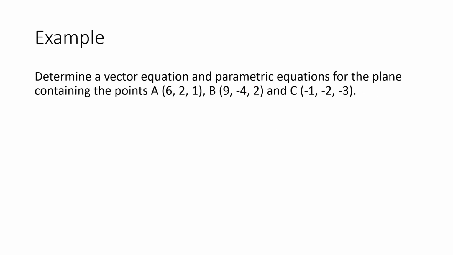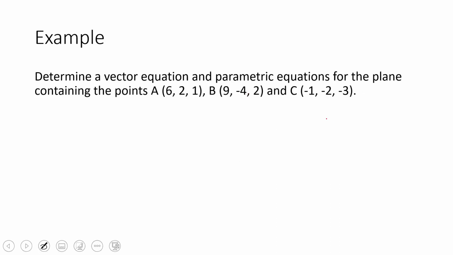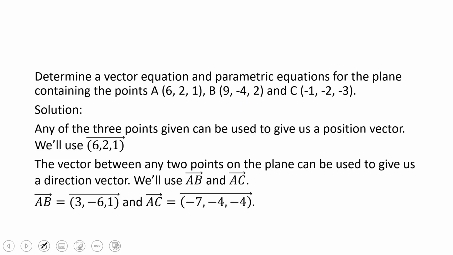So let's do this. First question is going to be like the second example here. We're going to see how we would come up with the equation of a plane if we were given three non-collinear points, like we are right here. So any three of these points will be our position vectors. So it doesn't matter which one we use.